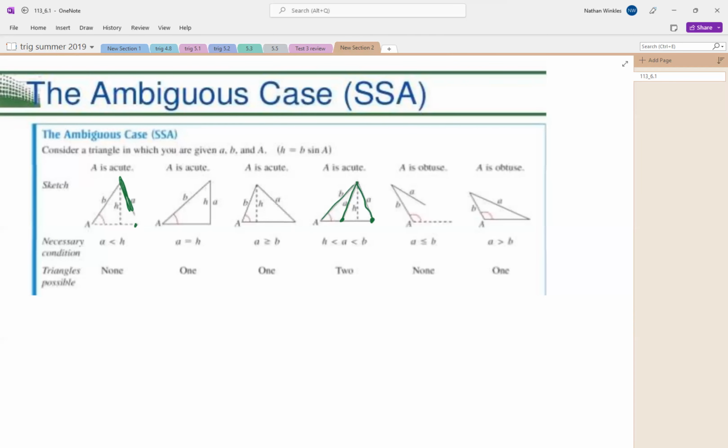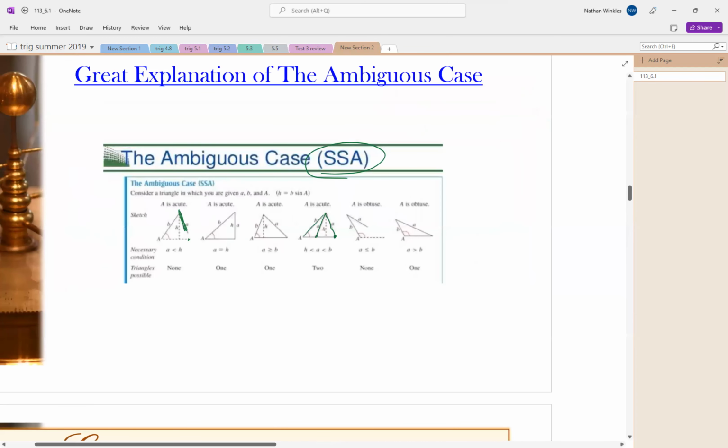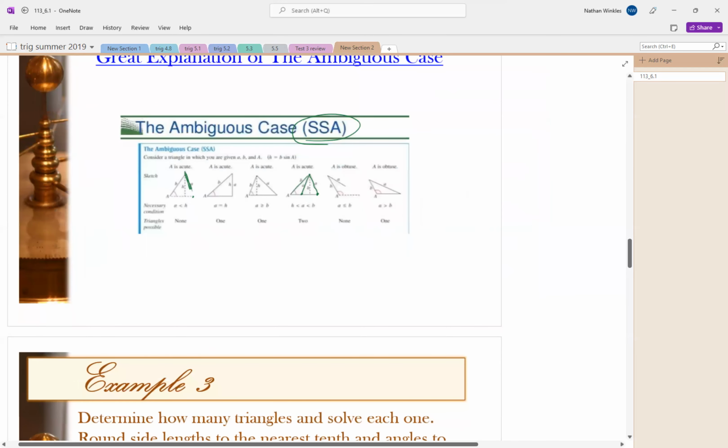If angle A is obtuse and side A is less than or equal to side B, there are no possible triangles. If angle A is obtuse, A must be greater than B, then there's one possible triangle. And this is the ambiguous case where we know that this is side-side-angle, which is what SSA stands for. So how does that relate back to our next example then?